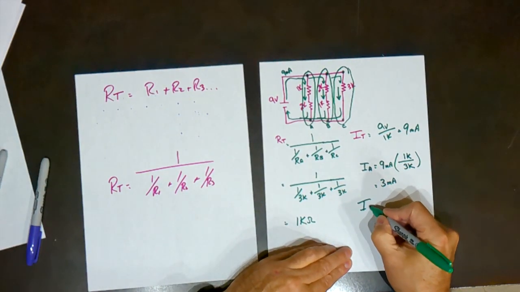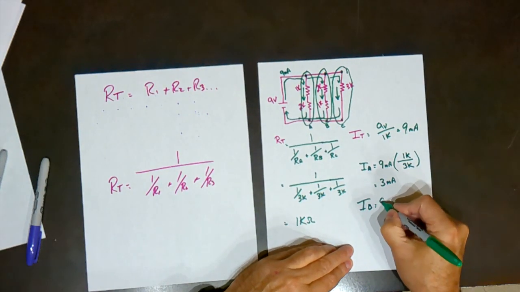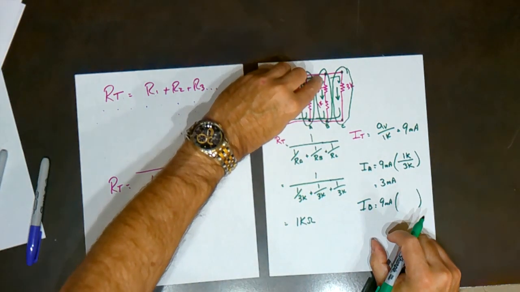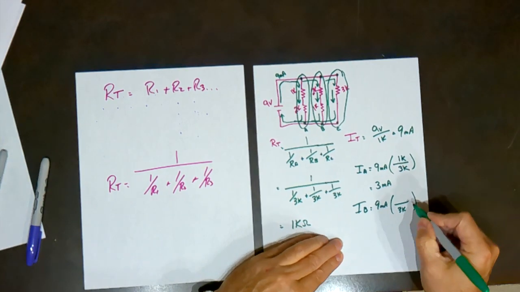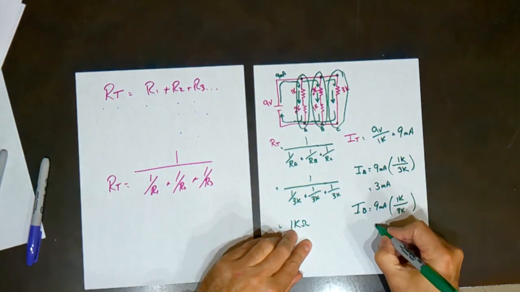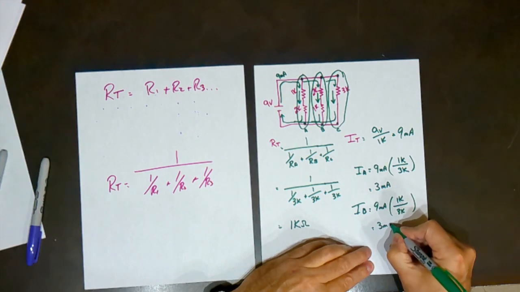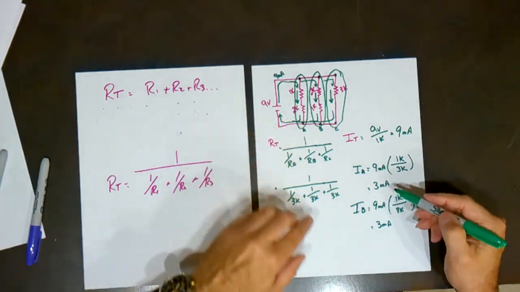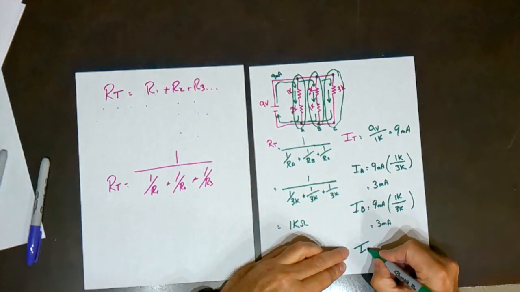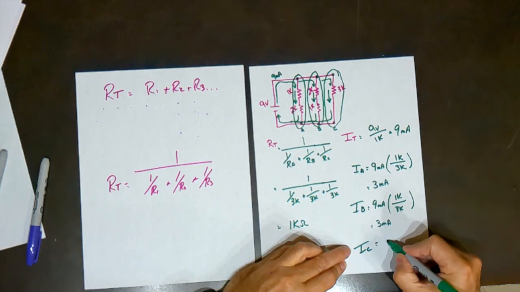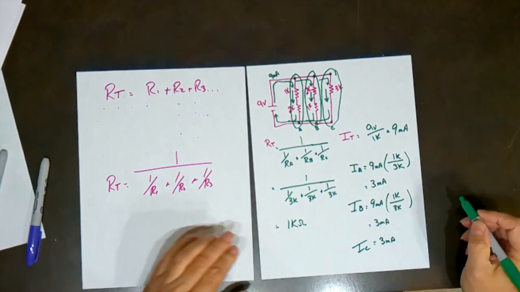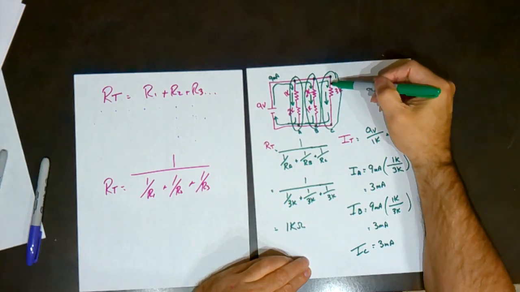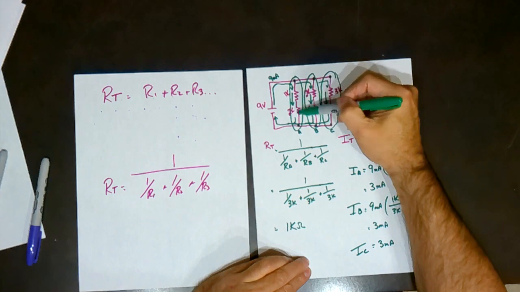We can find the current down branch B: 9 milliamps, the resistance of branch B, 3K, our total, 1K, gives 3 milliamps. Kirchhoff's current law says that all currents must add up to the total, so that means the current through branch C is also going to be 3 milliamps in this case. And again, that's because each branch has a resistance of 3K.